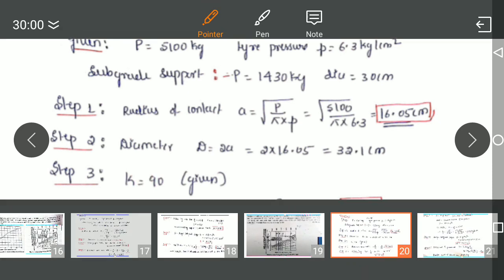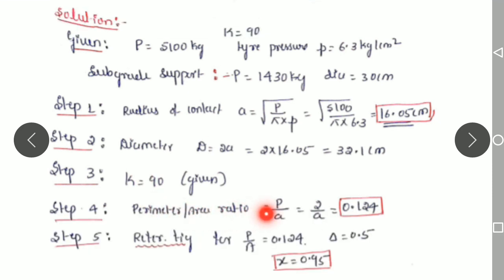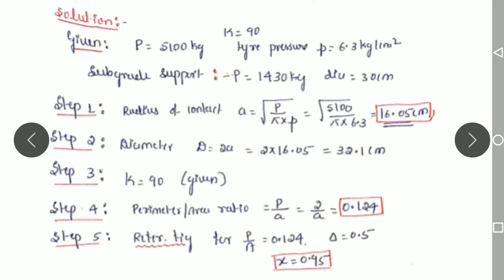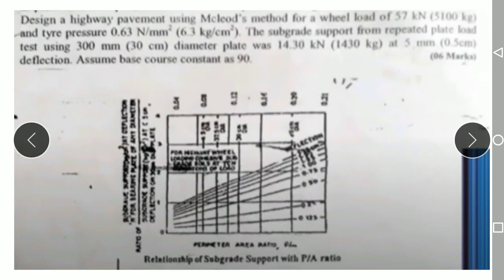After that you need to find the perimeter to area ratio. For the perimeter to area ratio, we have the equation 2 divided by a here. By this calculation you will get the perimeter by area ratio value. Then refer to the figure. P by A is equal to 0.124 and delta is equal to 0.5. P by A is the value we have obtained. Delta is given in the problem itself. Just observe here the delta, that is, assuming 0.5 centimeter deflection. For this you need to refer to the graph here. So this is the graph.